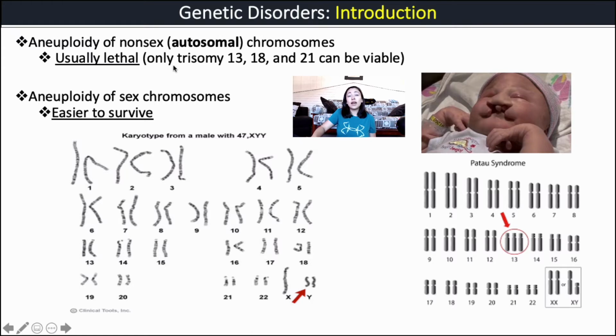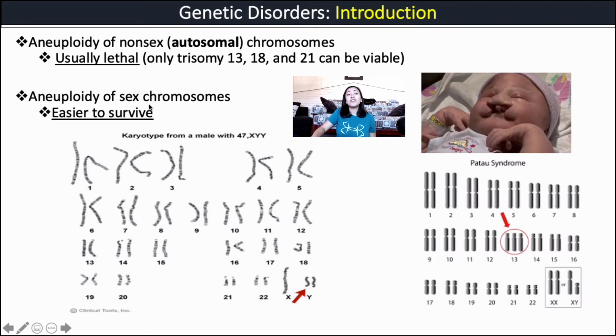The only trisomies that are viable are trisomy 13, which is a condition called Patau syndrome, trisomy 18 as well, and then trisomy 21, which is more commonly called Down syndrome. And these are the only 3 trisomies of the autosomal chromosomes that are actually viable. And even with these conditions, a lot of times individuals will not have a very long lifespan. I think with Patau syndrome, it's only usually a couple years that they may live.